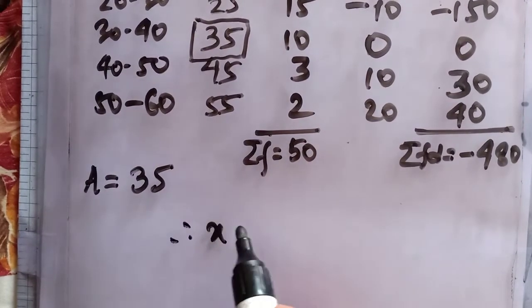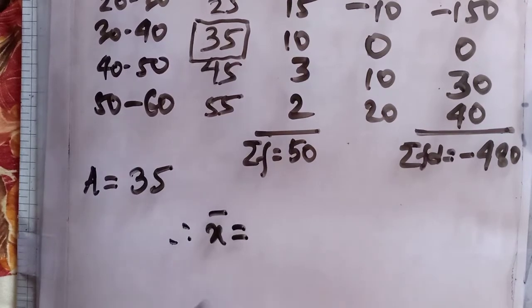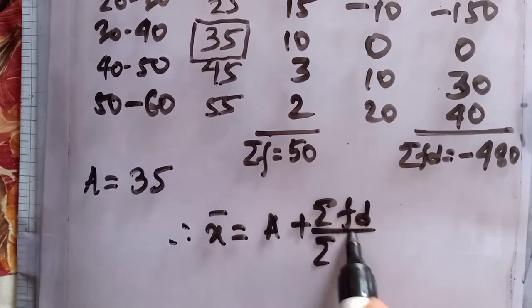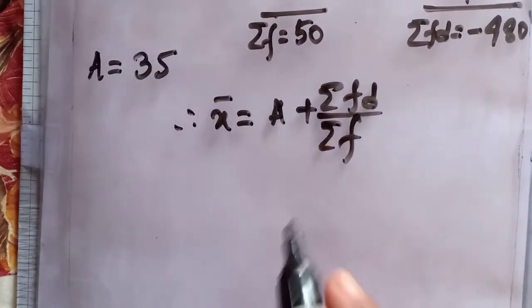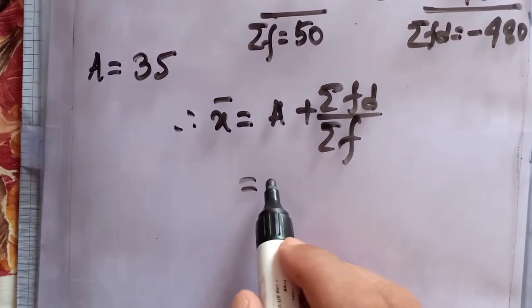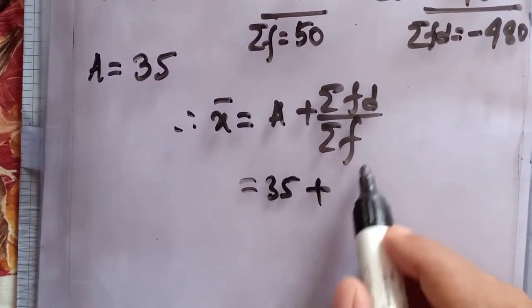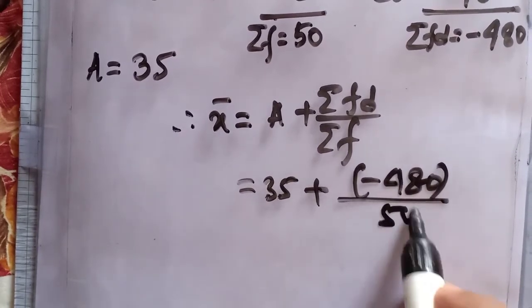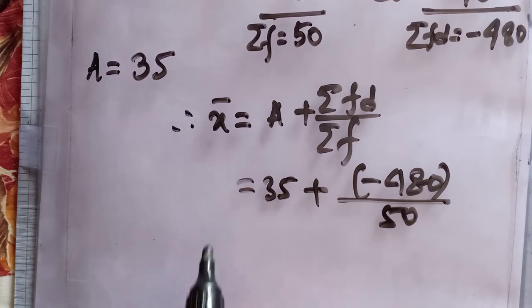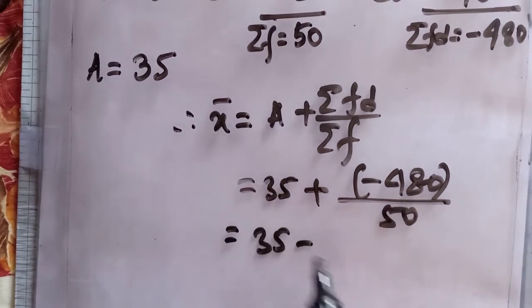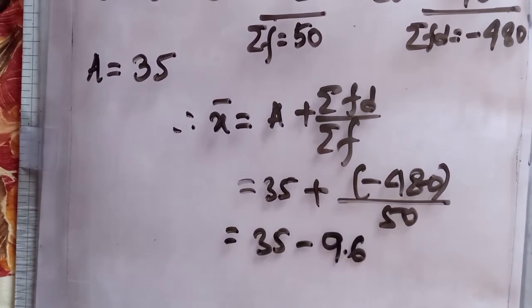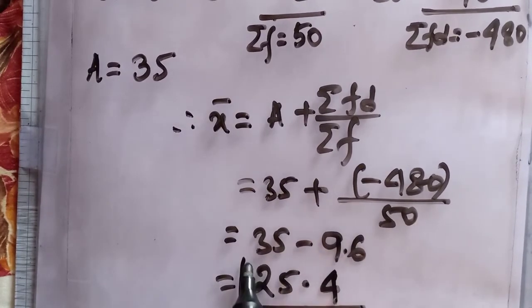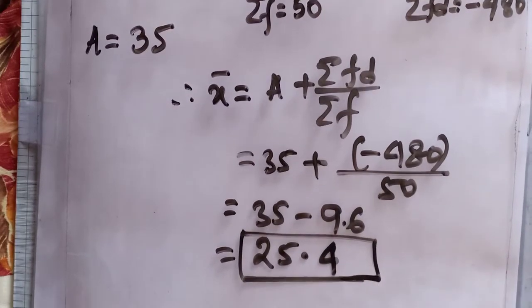Therefore x bar equals a plus summation fd divided by summation f, which is equal to 35 plus minus 480 divided by 50, which is the summation f. So you have 35 minus 9.6. Use your calculators and you get the answer as 25.4 as the mean value by shortcut method again.